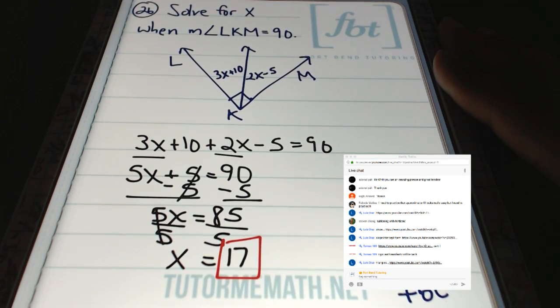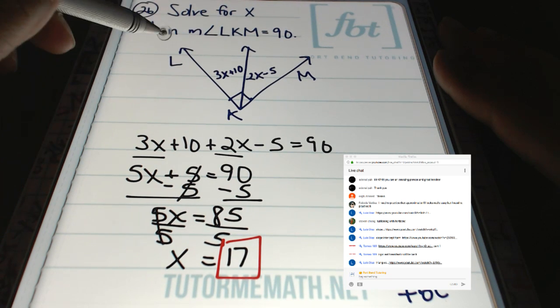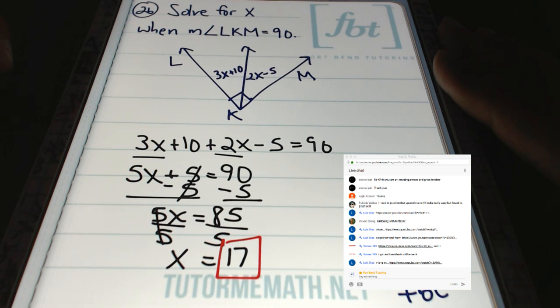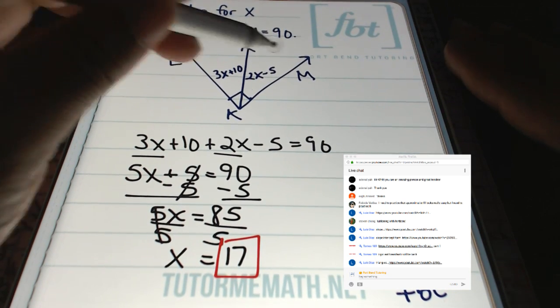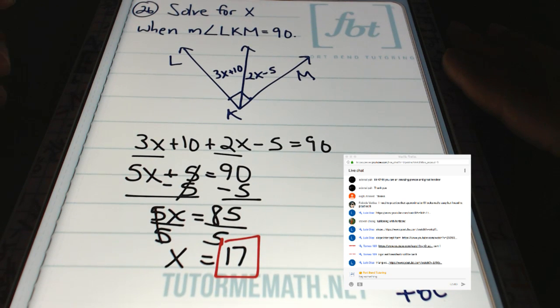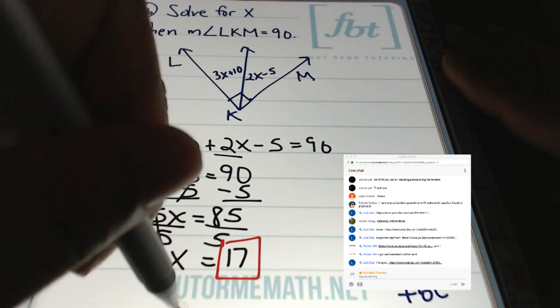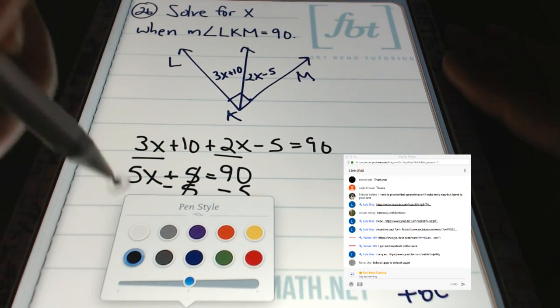Done and done. Because we realized that we had complementary angles, and also because of the angle sum property, the 2 smaller angles had to add, the sum of them had to equal the 90 degrees of the larger angle that we were given. That's exactly what happened. So this is problem number 26, and we are moving on together.